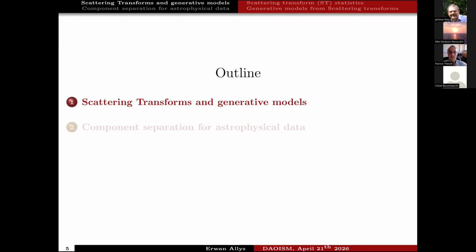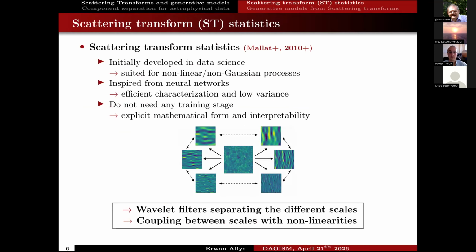So to try to answer this question, there is a path which is through scattering transforms, which are new, recently introduced statistics that allow us to construct generative models of physical fields, and I will show how it works. So, okay, scattering transforms were introduced 15 years ago now, something like that.